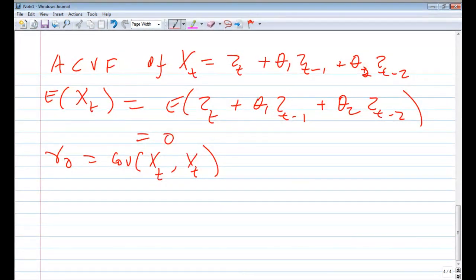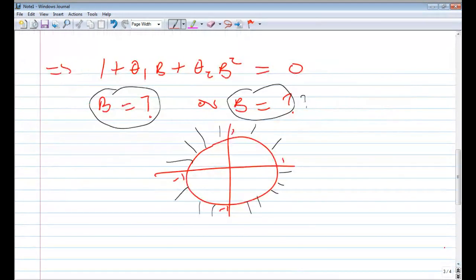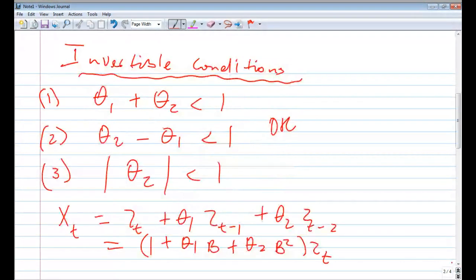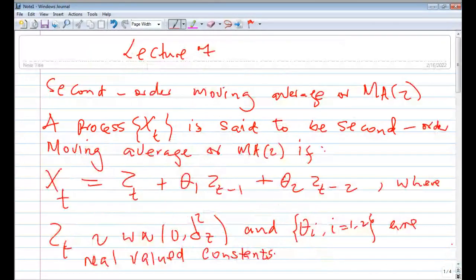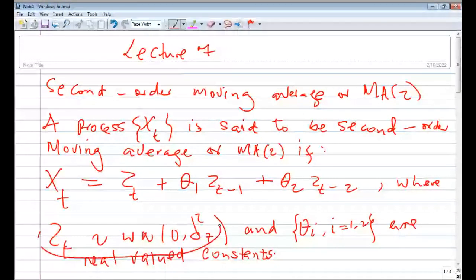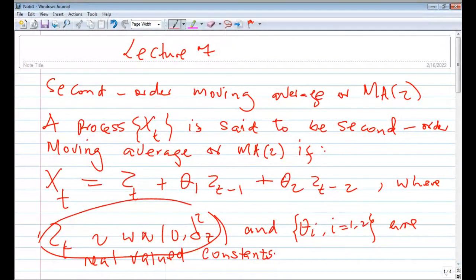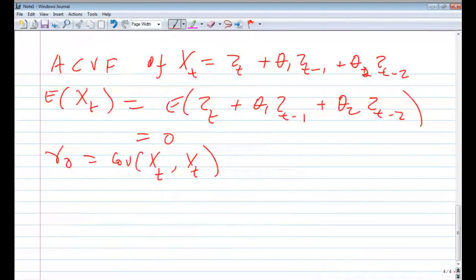Why did you say it's equal to 0? Oh, because it has been defined that zt is a white noise with mean 0 and variance sigma squared z, if you still recall. From this condition, we're applying this condition. So that means the expected value of anything that contains z is 0. That is why we're using 0 there.